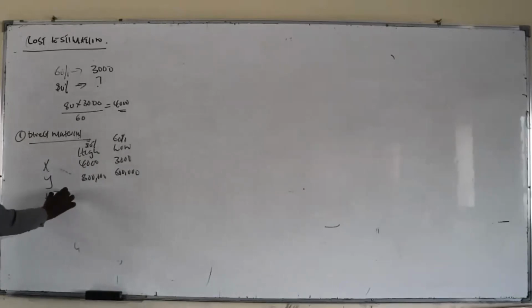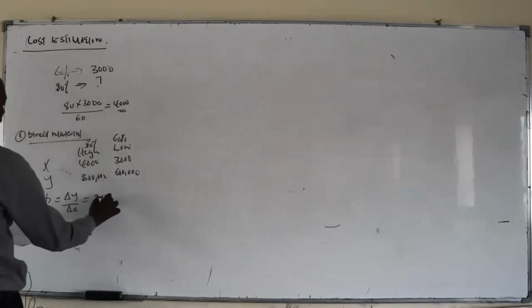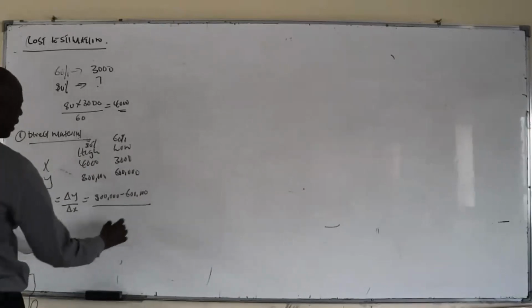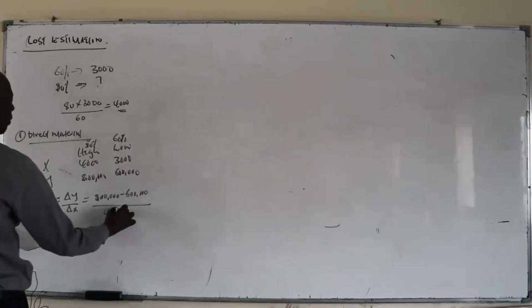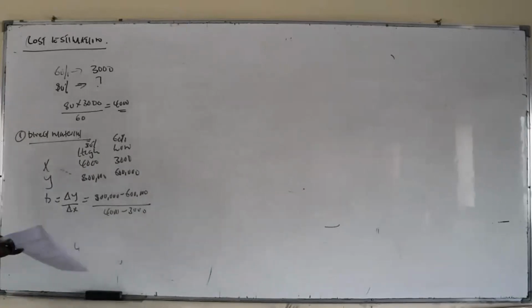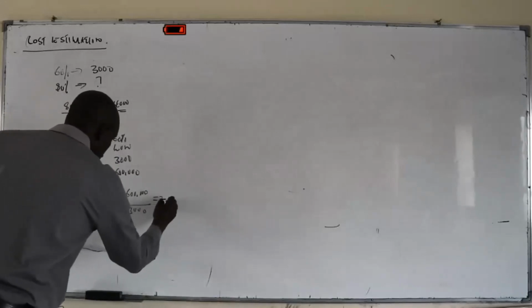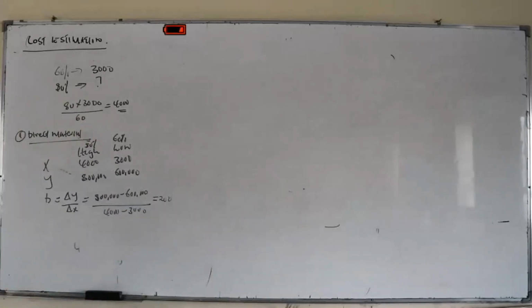So we can determine B here. B is equal to change in Y over change in X, which is equal to 800,000 minus 600,000 over 4,000 minus 3,000. So when you do that computation, what do you get? B is 200.